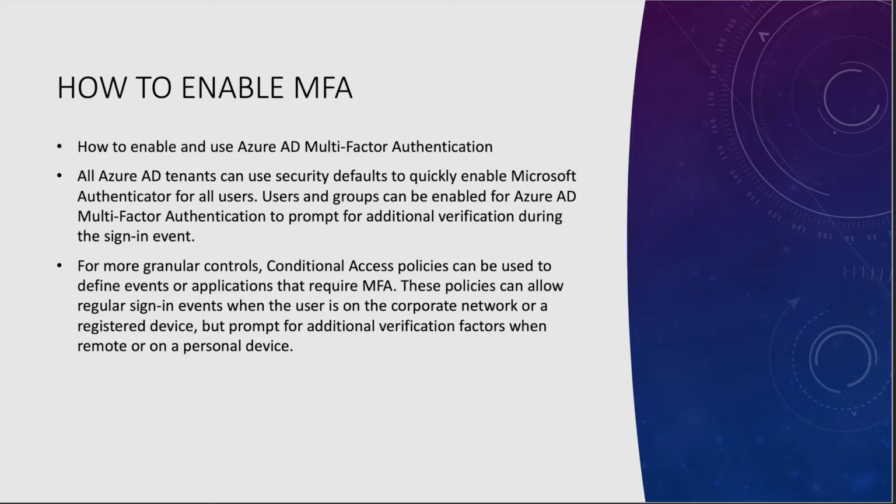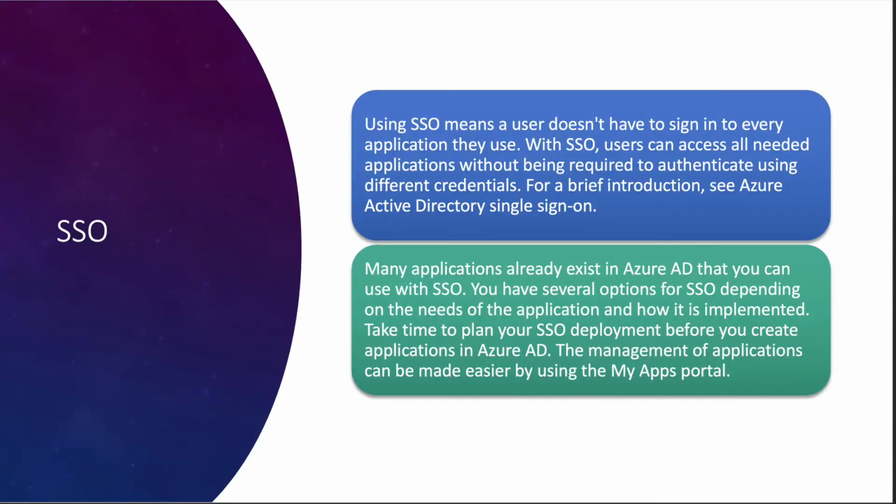So how to enable MFA, I don't know how much of this you're going to really need to know, because this is, again, an overview test. So all Azure AD tenants can use security defaults to quickly enable MFA, right? So for more granular controls, you're going to have security groups, you're going to have group accounts, you're going to have role-based, you're going to have all the things that are really policy-driven or organizational-driven, and you really need to have these things sorted out before you set any of this stuff up. Policies can allow regular sign-in and events when a user is on the corporate network or a registered device, but a prompt for additional verification factors when on a remote or on a personal device. I've done that for some of my things on my phone. I bypassed MFA because it's my phone, but for most things I do keep MFA up and running just in case.